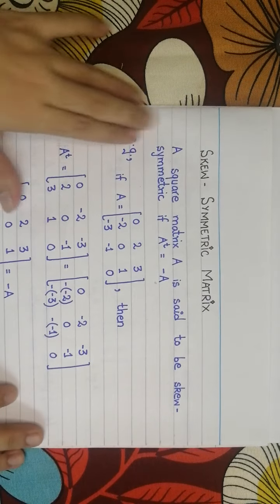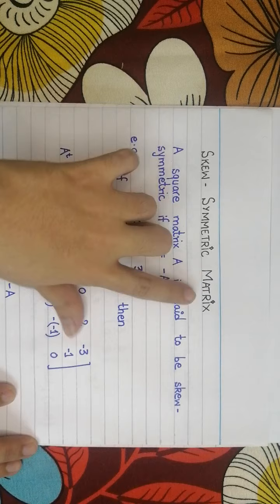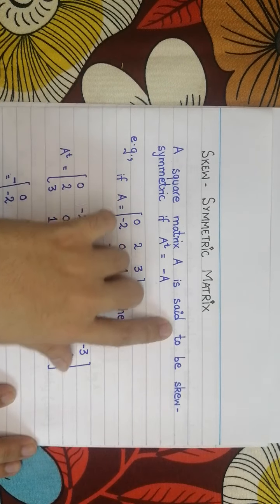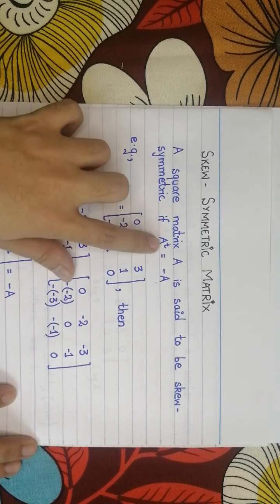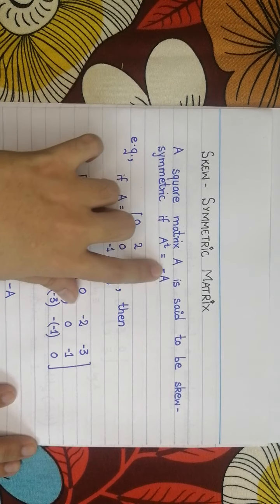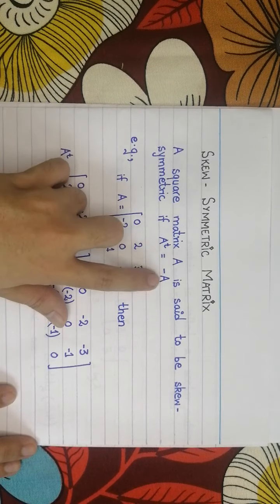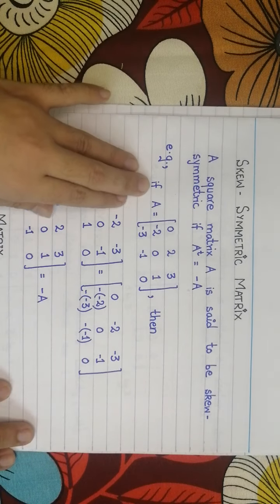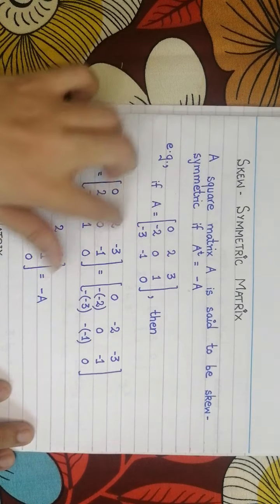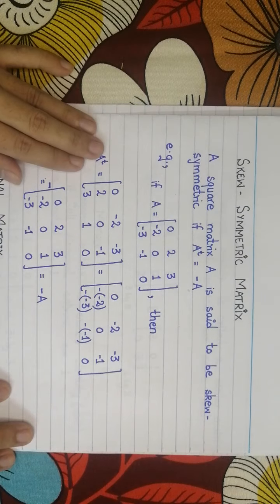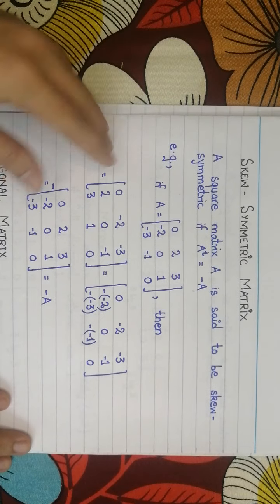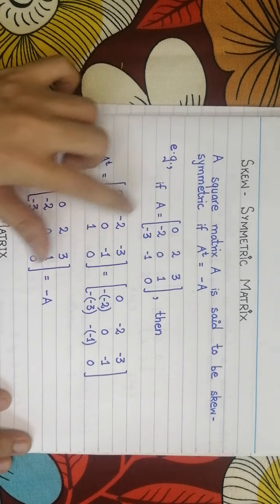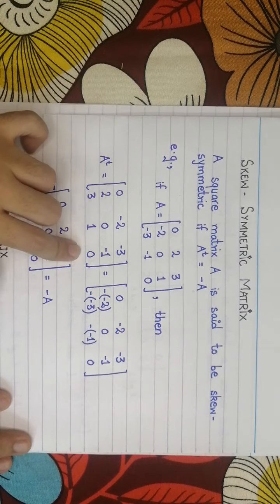Now next look here, what we have, skew symmetric matrix. A square matrix A is said to be skew symmetric if A^T is equal to the negative of the original matrix, it means negative of A. Okay. Look here, if A is equal to this matrix, then we have to take its transpose. What is the transpose? Make this row a column, make this row a column, make this row a column.